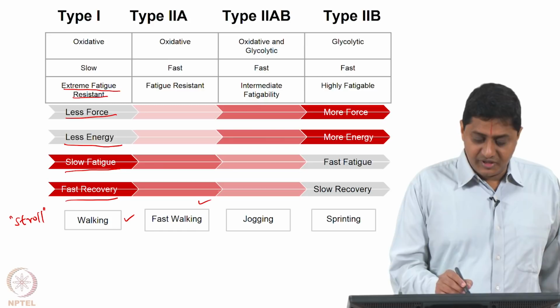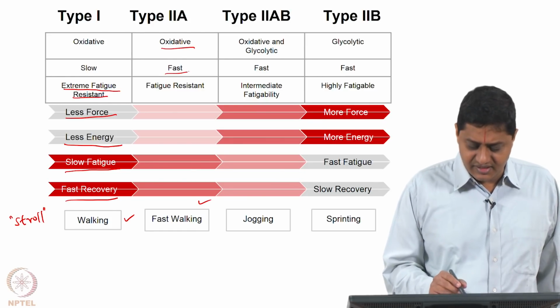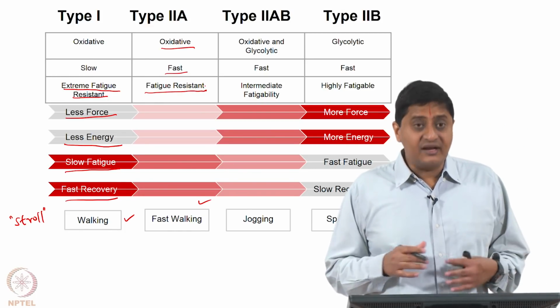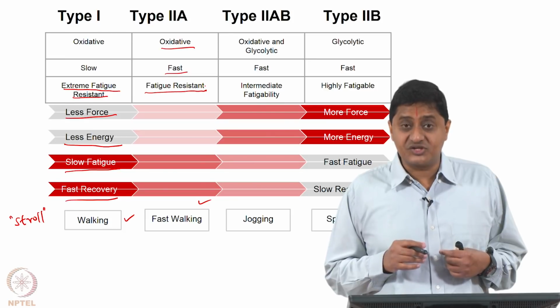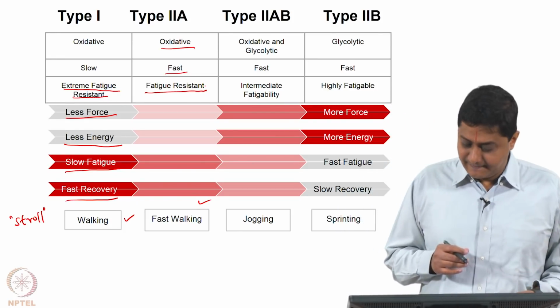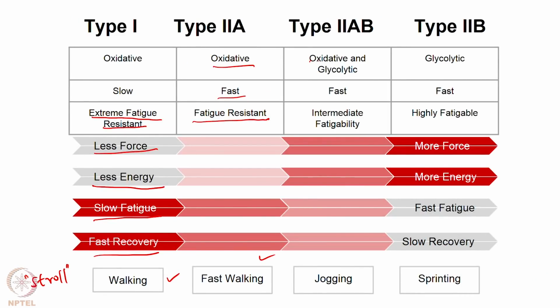In that case I will be recruiting more of this type, which produces relatively fast force and is still fatigue resistant. Then I am jogging. In this case I am engaging in running, but relatively slow running, is it not? There is going to be a mix of oxidative and glycolytic processes, a mix of aerobic and anaerobic respiration. Fast units are recruited, and these fibers are of intermediate fatigability.